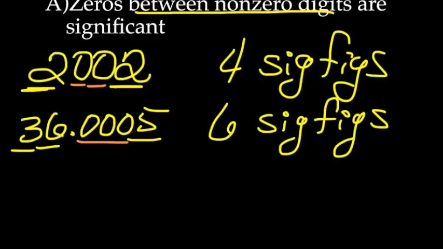We'll move on to the second rule. Zeros before and after a decimal are significant as long as there is a non-zero digit before the zero. Okay, so this time we do need to think about the decimal. One more time, zeros before and after a decimal are significant as long as there is a non-zero digit before the zero. Okay, let's try several examples.